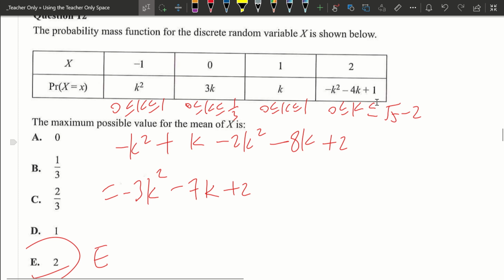If you add all the probabilities together, it must equal 1. That way, I should be able to find what k is exactly. And that's what I did. And then it turns out it's 0.